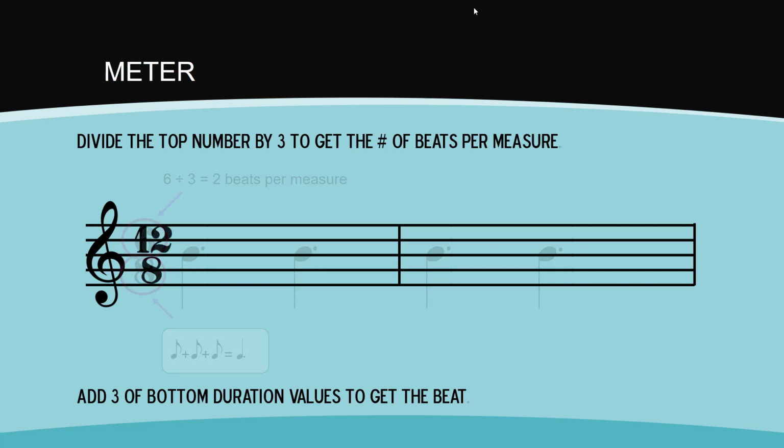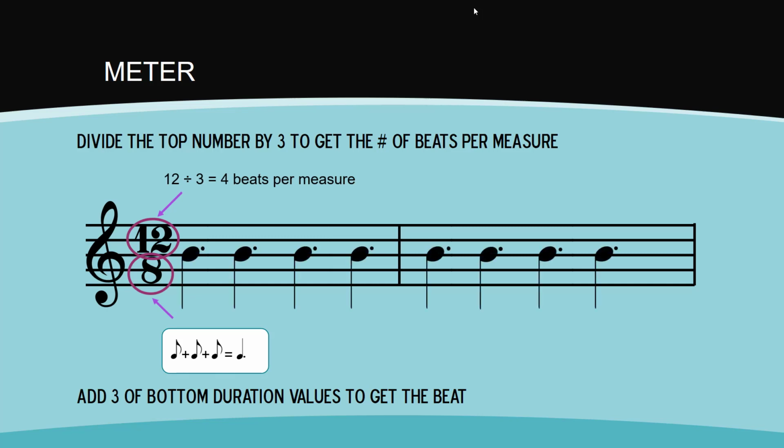Let's try this method with another compound meter, 12/8. First, divide the top number by 3. 12 divided by 3 equals 4. There are 4 beats in a measure. The bottom number represents the same duration value as the previous example, a dotted quarter note. So in 12/8 meter, there are 4 beats per measure, and the dotted quarter note gets the beat.